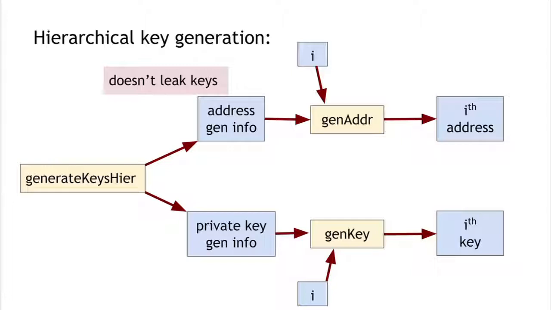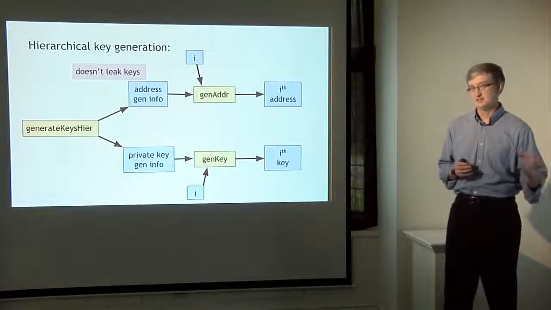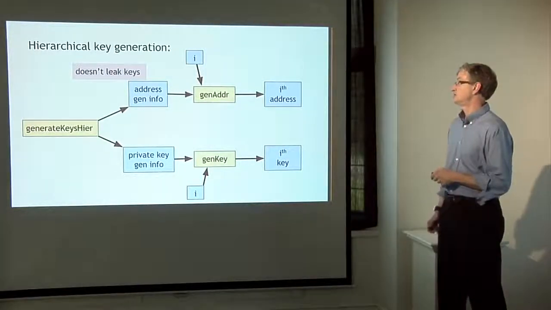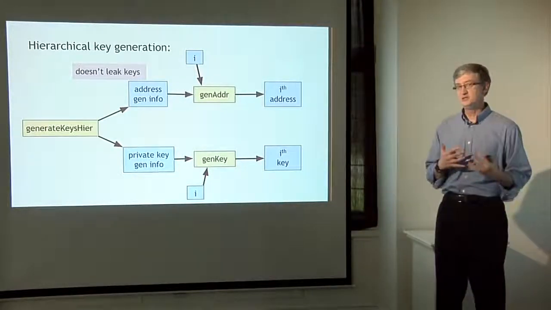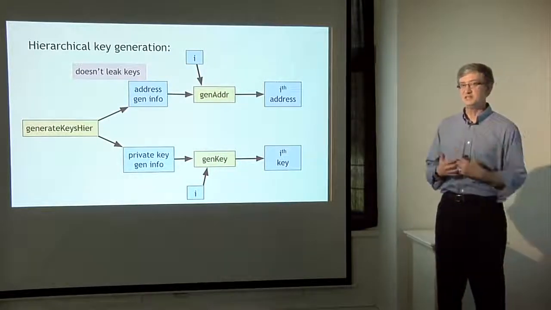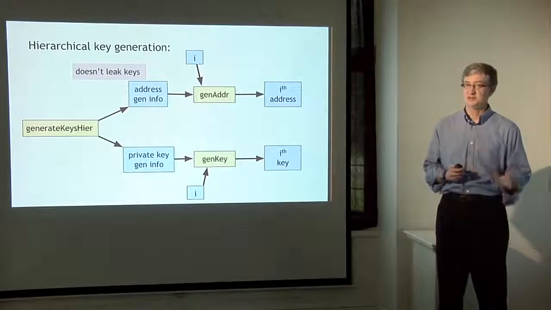And that means that it's safe to give the address generation info to anybody, and so that anybody can be enabled to generate the ith key. Now, not all digital signature schemes that exist can be modified in a way like this to support hierarchical key generation. Some can and some can't. But the good news is that the digital signature scheme used by Bitcoin, which is called ECDSA, does support hierarchical key generation, and so we can do this trick.